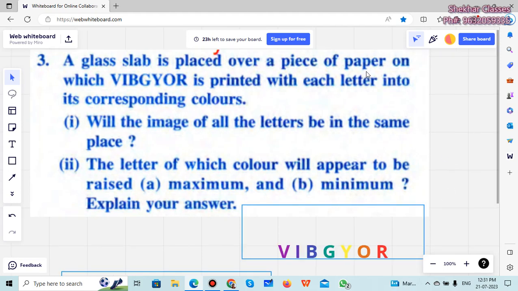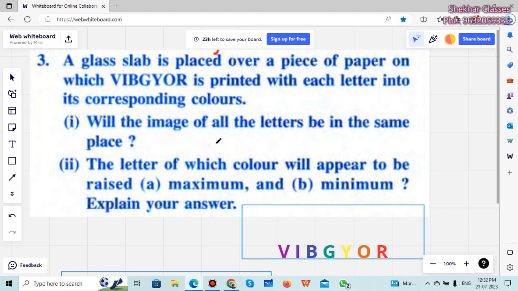A glass slab is placed over a piece of paper on which VIBGYOR is printed, with each letter in its corresponding color. So you can see I have drawn a figure wherein I have put VIBGYOR in respective colors. So V is for violet, indigo, blue, green, yellow, orange, red.